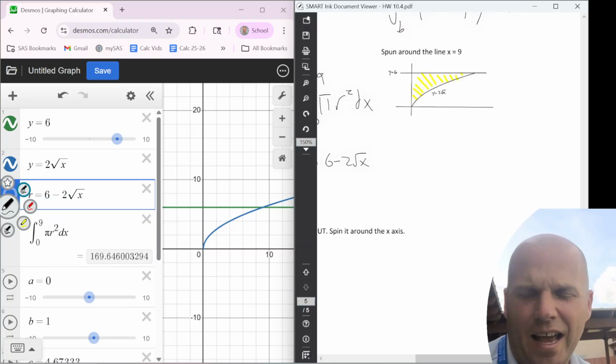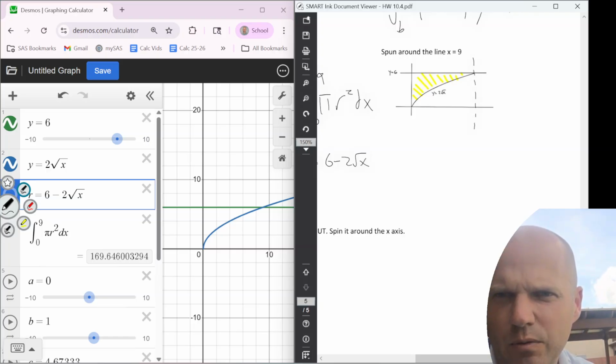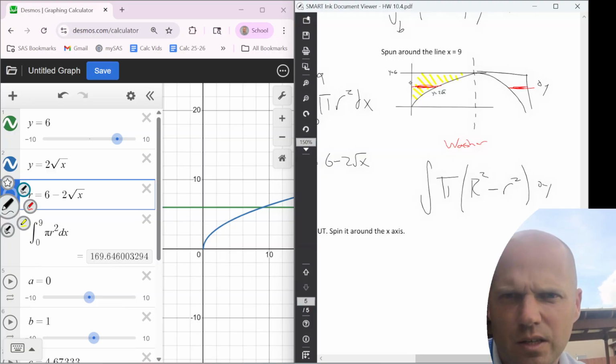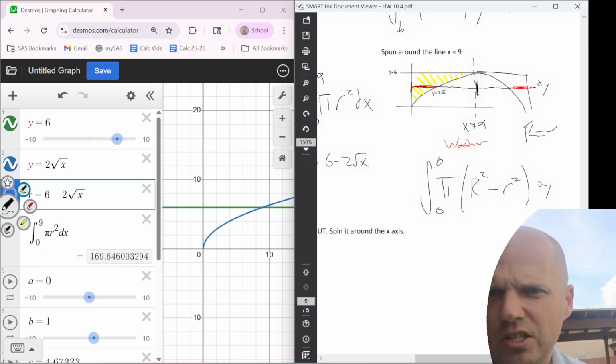Spin this around the line x equals 9. This would be x equals 9, which means I got a hole. And since I have a hole, I need a washer. Take this horizontal guy, spin it. We have a washer. Since we have a washer, we have pi times outer radius squared minus inner radius squared dy. What is the outer radius? Well, you're going to go all the way. Halfway would be this. This is x equals 9 minus x equals 0. The outer radius, again, will be from 0 to 6. The outer radius is always going to be 9.